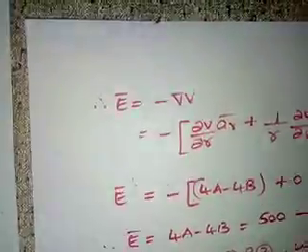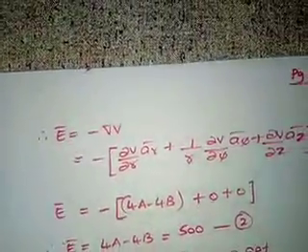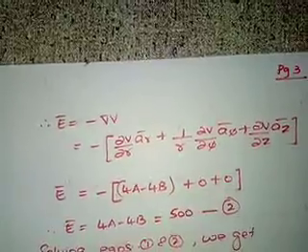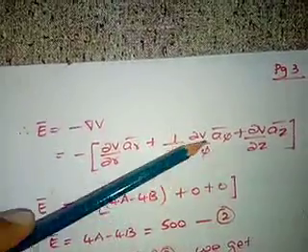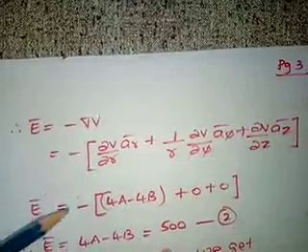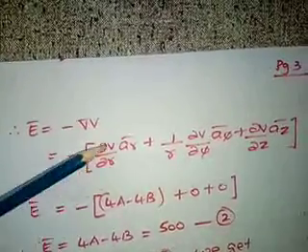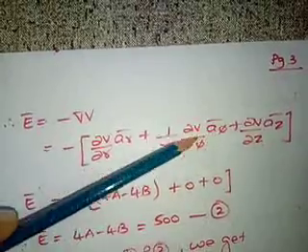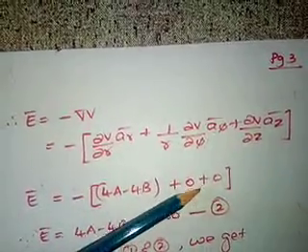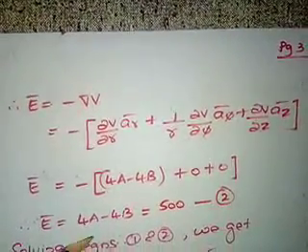E is equal to minus del V. Now substitute all the values we have got for dou V by dou R and 1 upon R dou V by dou phi. So E bar is equal to minus of dou V by dou R, which is 4A minus 4B. Just now we have calculated that. Then 1 upon R dou V by dou phi is 0, and dou V by dou Z is 0. So E bar is equal to 4A minus 4B.